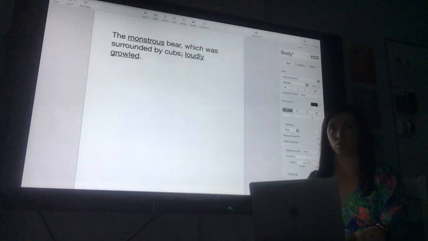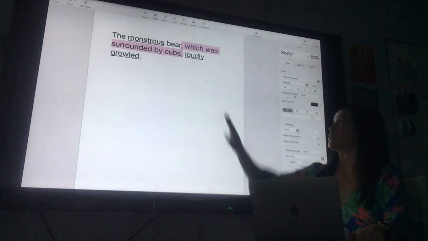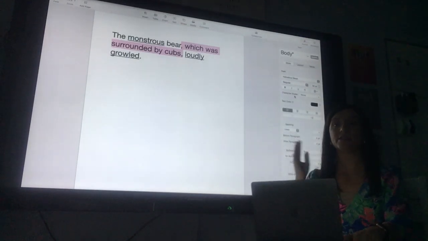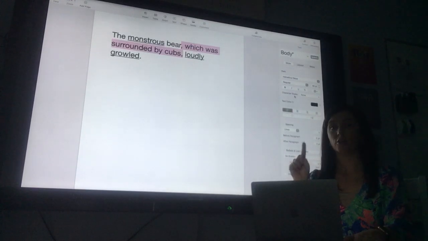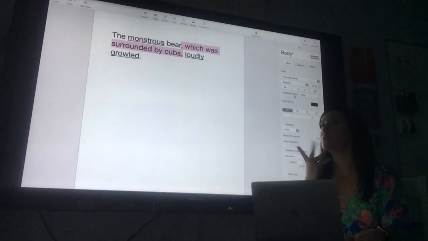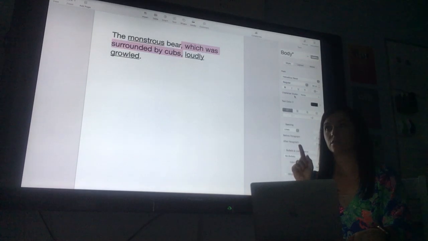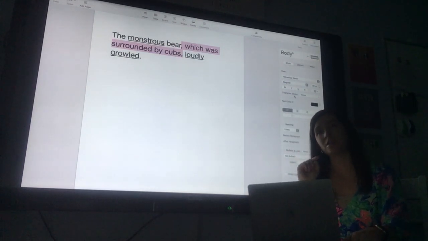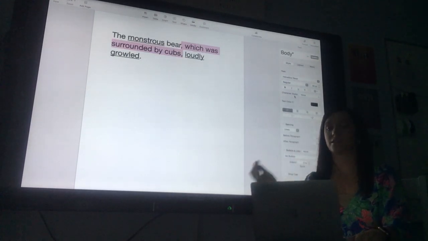A who, which clause. If you're brand new to IEW, a who, which clause, which I've highlighted here, has to be a complete thought. That who, the word who or which, replaces your subject. So if I took the clause out, all the highlighted words, I'm going to pretend it's not there. The monstrous bear loudly growled. Is that a complete sentence? Yes. Which was surrounded by cubs. Now you might think like, that's not a complete thought. That doesn't make sense. The which replaces the noun.